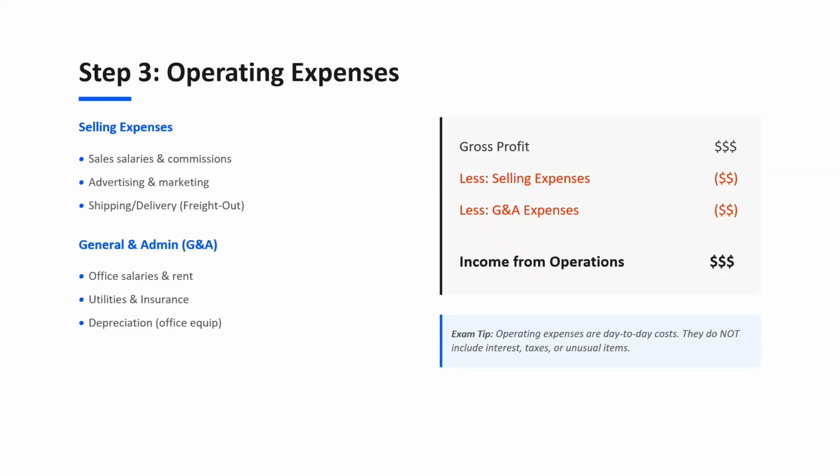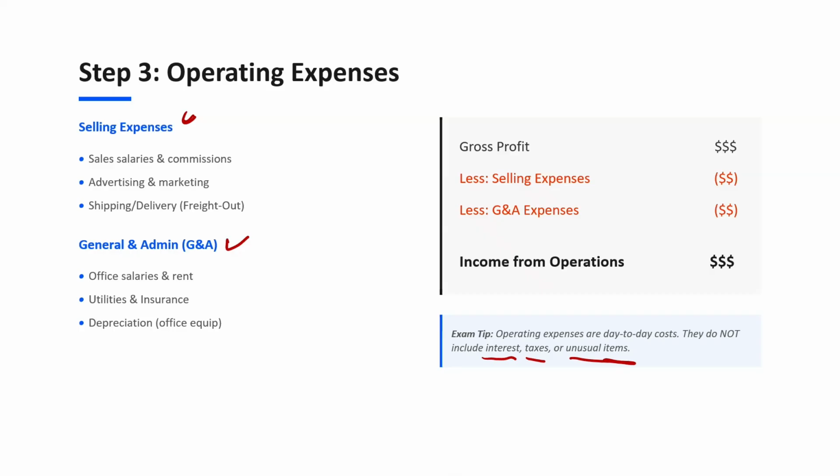Now we move to the next section of the multi-step income statement, which is the operating expenses. Operating expenses are the costs a company incurs to run its day-to-day business. One thing that people always confuse: they do not include things like interest, taxes, or unusual items. We group them into selling expenses and general and administrative expenses. G&A you may see in the statements.